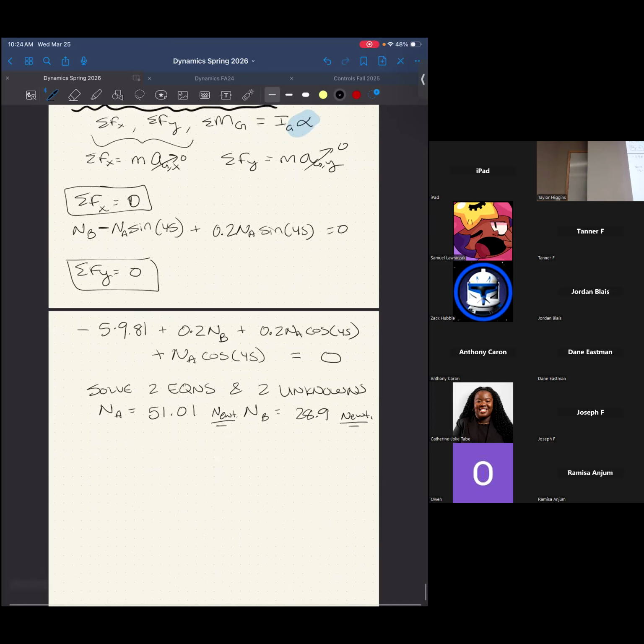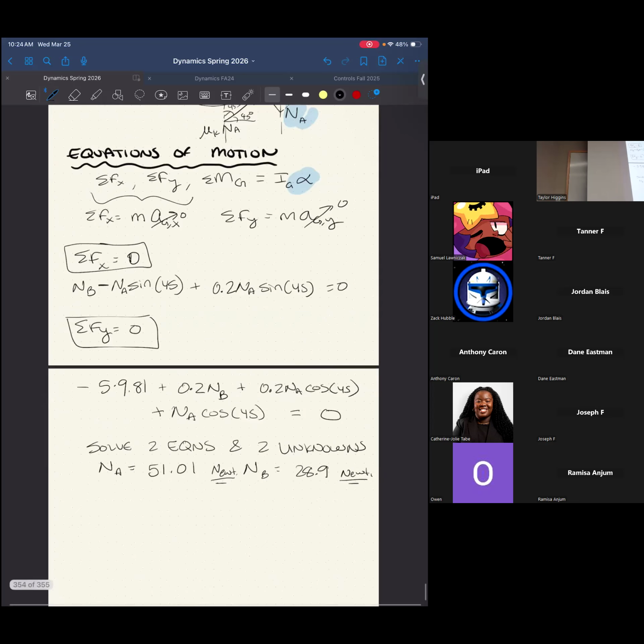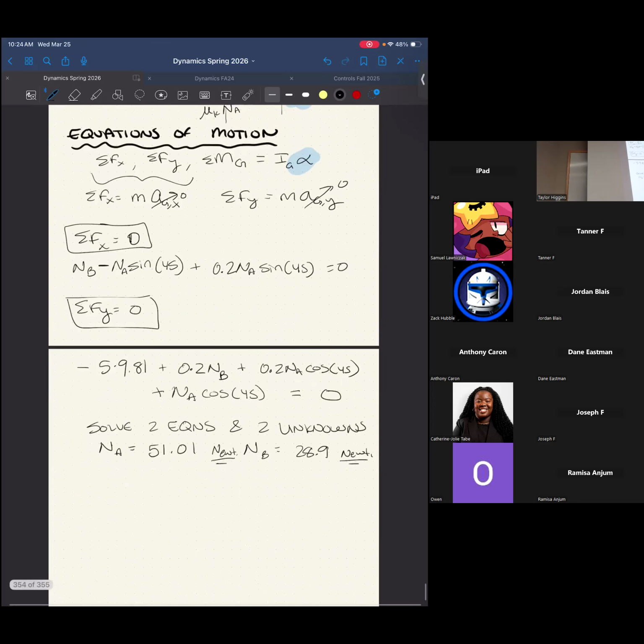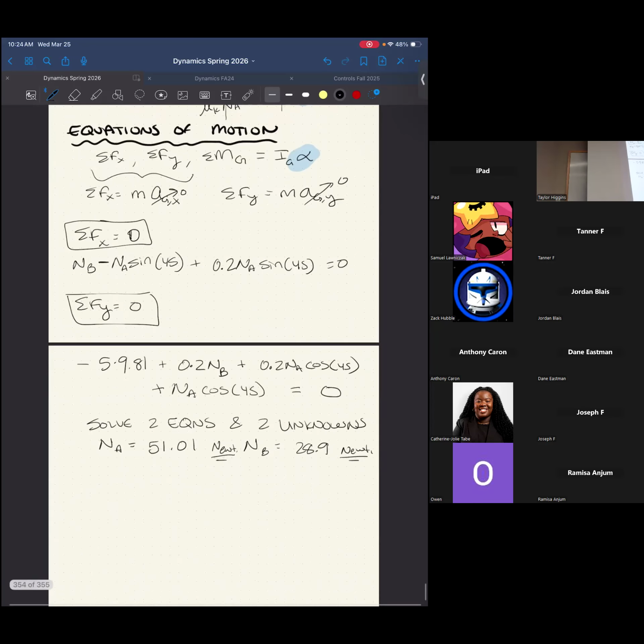Question, Micah? I think it is about the numbers. Okay, but that still doesn't tell us what alpha is. So alpha shows up in our sum of moments equation, so we'll do that one next.